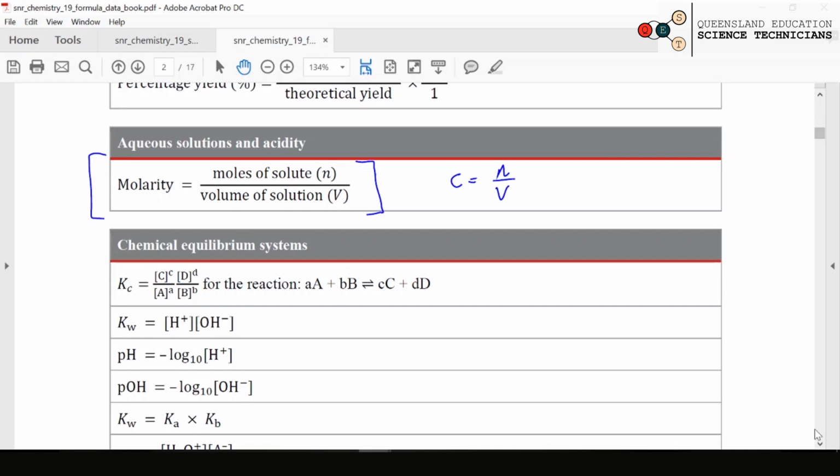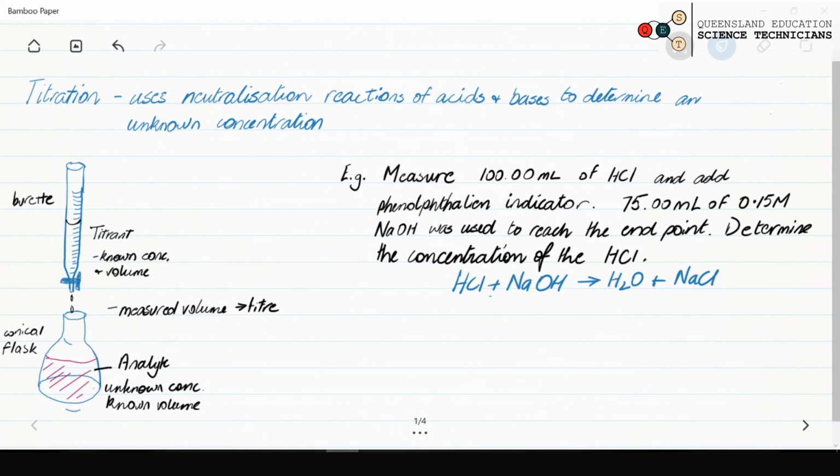This can be rearranged so that the number of moles equals the concentration times the volume. We're going to use this because at the equivalence point, the concentration times the volume of the acid divided by the number of moles of the acid, so we use that entire formula, is equivalent to the concentration times the volume of the base divided by the number of moles of the base. In this case, it's 1:1, so we don't even need to divide by the ones.